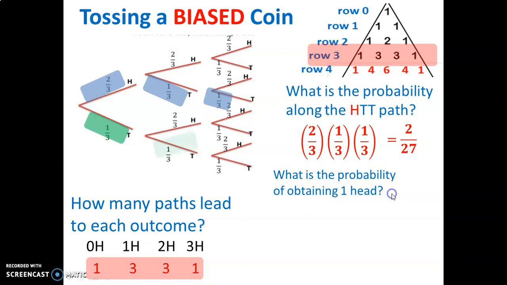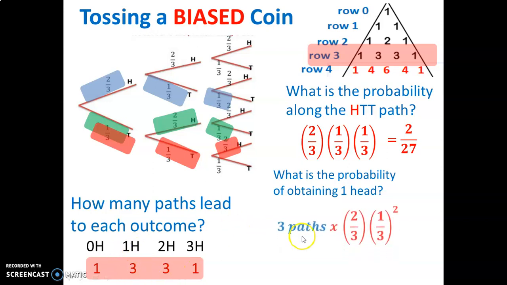Well, again, we can say, here's another path, the tail, head, tail path leads to 1 head, or the tail, tail, head path also leads to 1 head. So there's 3 paths, which matches what we have here. And each of those 3 paths, now here's the important part, even though this is not a fair coin anymore, it's biased, there's different probabilities, each path does have the same multipliers along it, right? Because each time you have a head, it's 2/3, and each time you have tails, it's 1/3. So if we have a path that has 1 head and 2 tails, it's going to be 2/3, 1/3, 1/3.